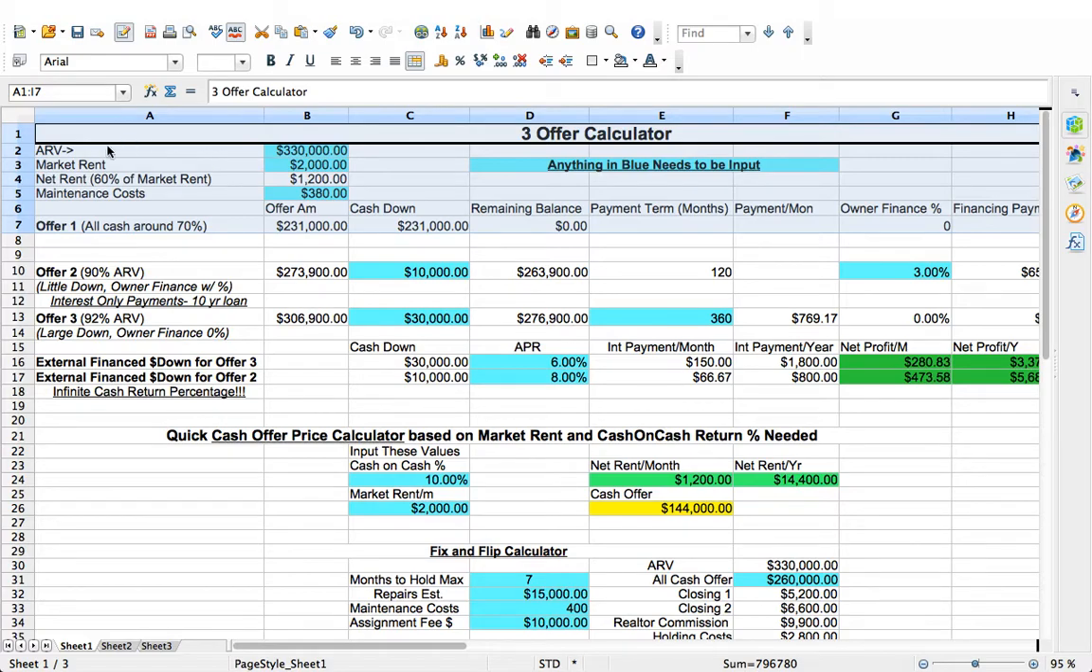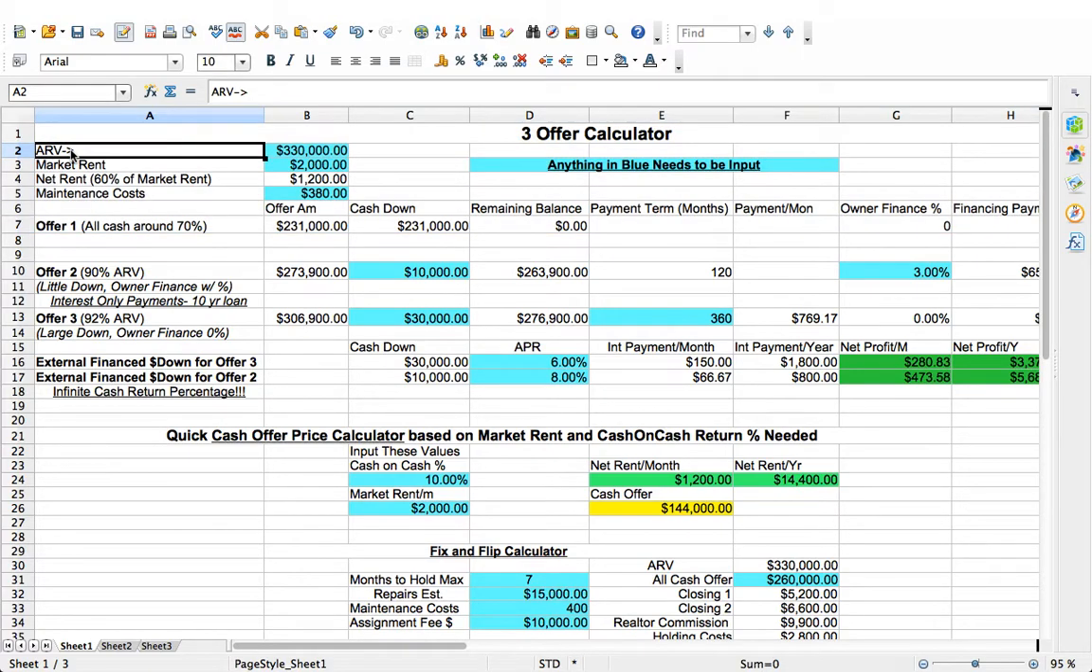Had a lot of response from the spreadsheet that I posted, so I figured I'd make a video so you can better understand what I did here. I'm sure it makes sense in my head, but not to everyone else. So basically, I based everything off of the after repair value here.